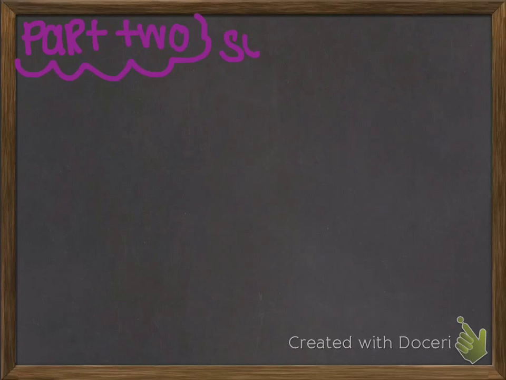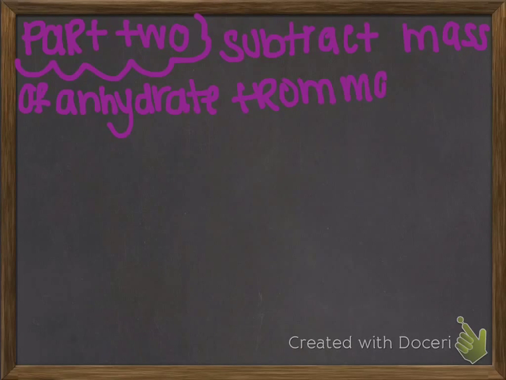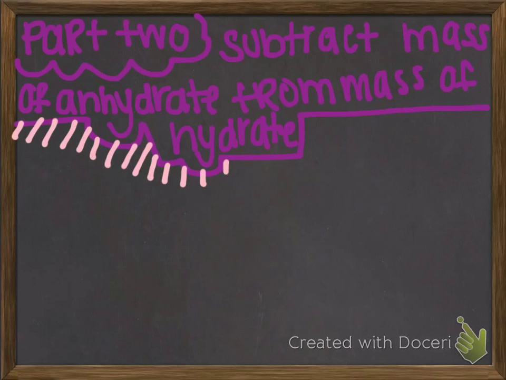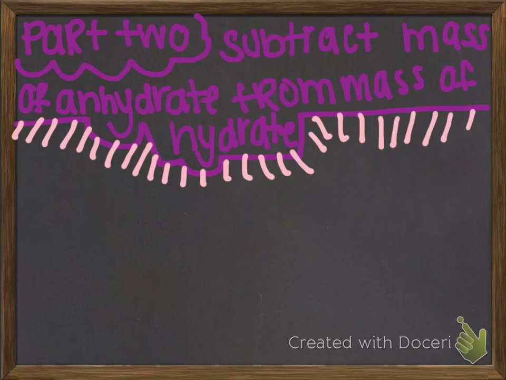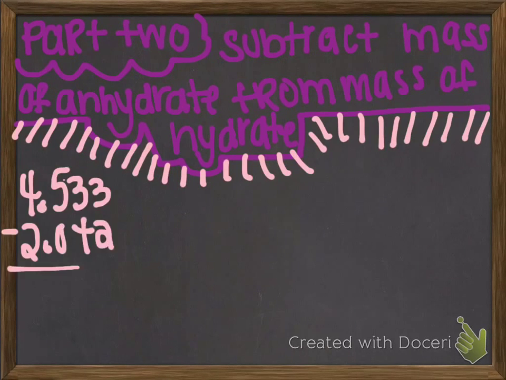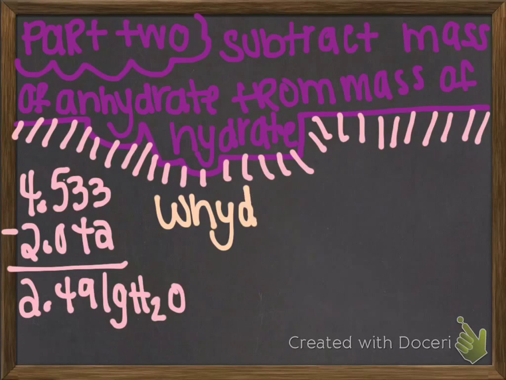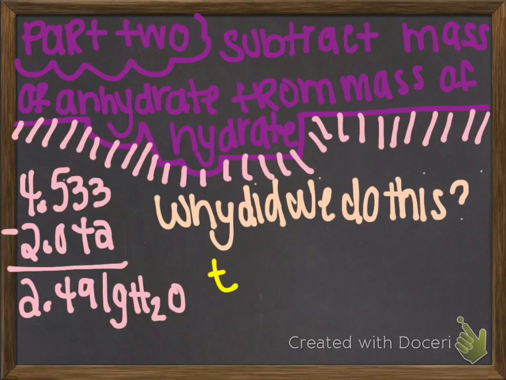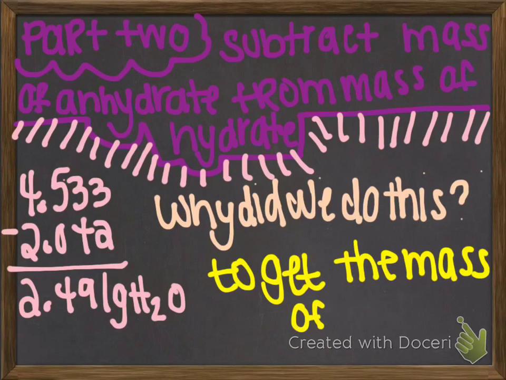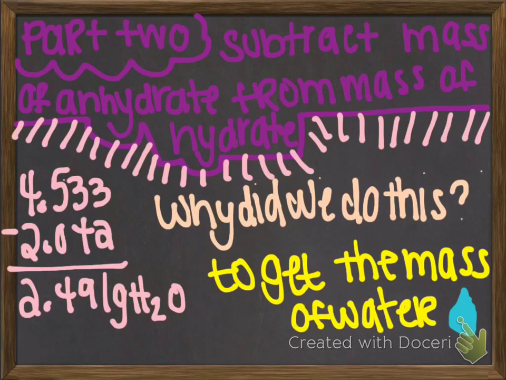In the second step, we're trying to find the mass of the water. So we subtract the mass of the anhydrate from the mass of the hydrate. 4.533 grams minus 2.042 grams gets you to the mass of water, which is 2.491 grams H2O.